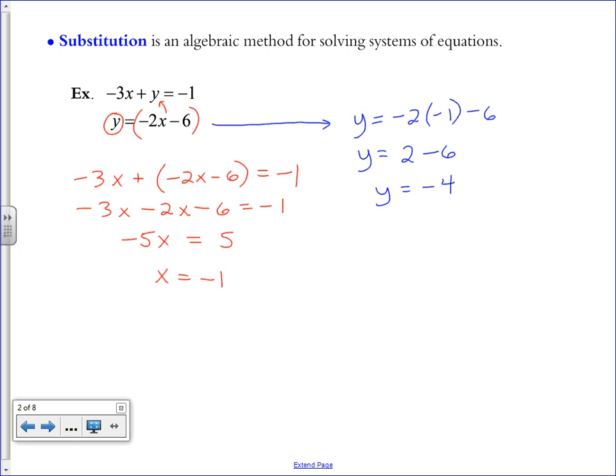We want to write our final answer every time we get an x and y as an ordered pair. X comes first, then y, we're going in alphabetical order. We write it in parentheses with a comma between it. That's what I mean by an ordered pair. All right, so our solution is negative 1, negative 4. You could plug that x and y back into both equations to check if it works.